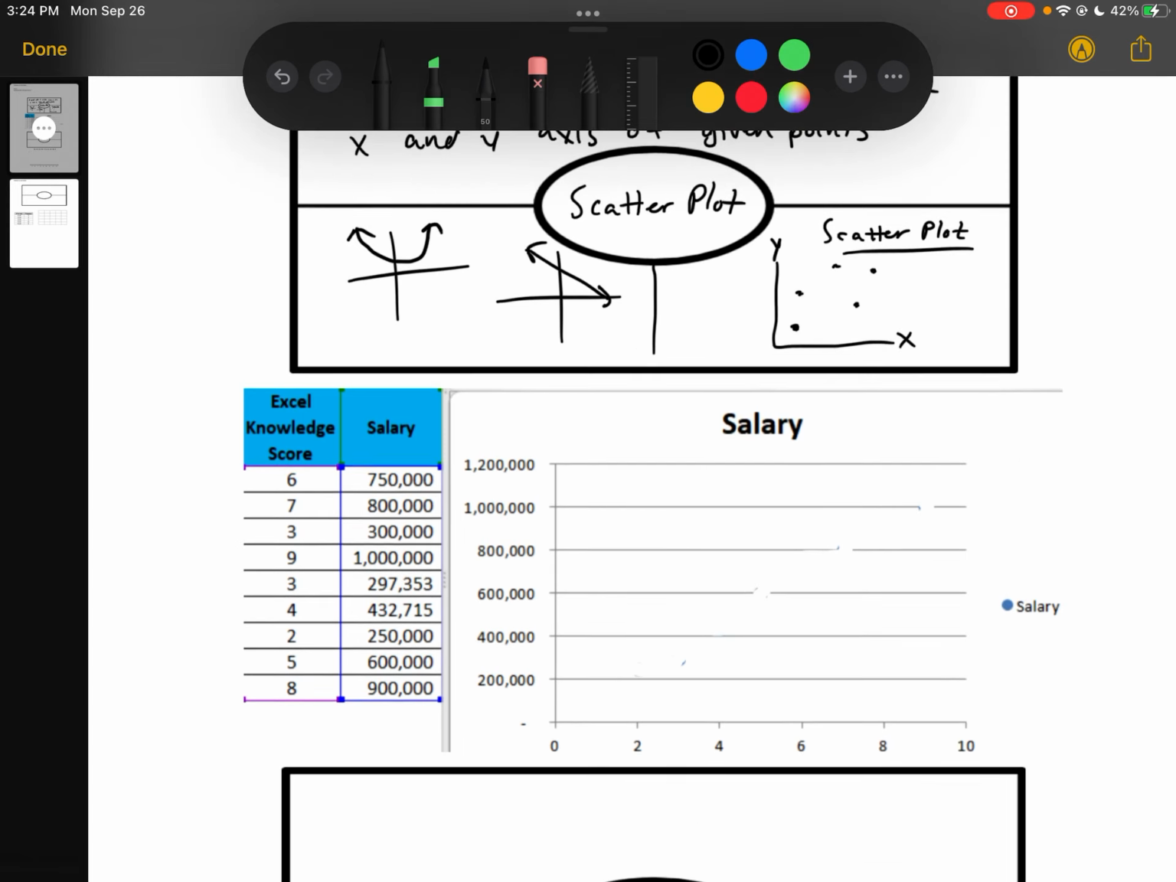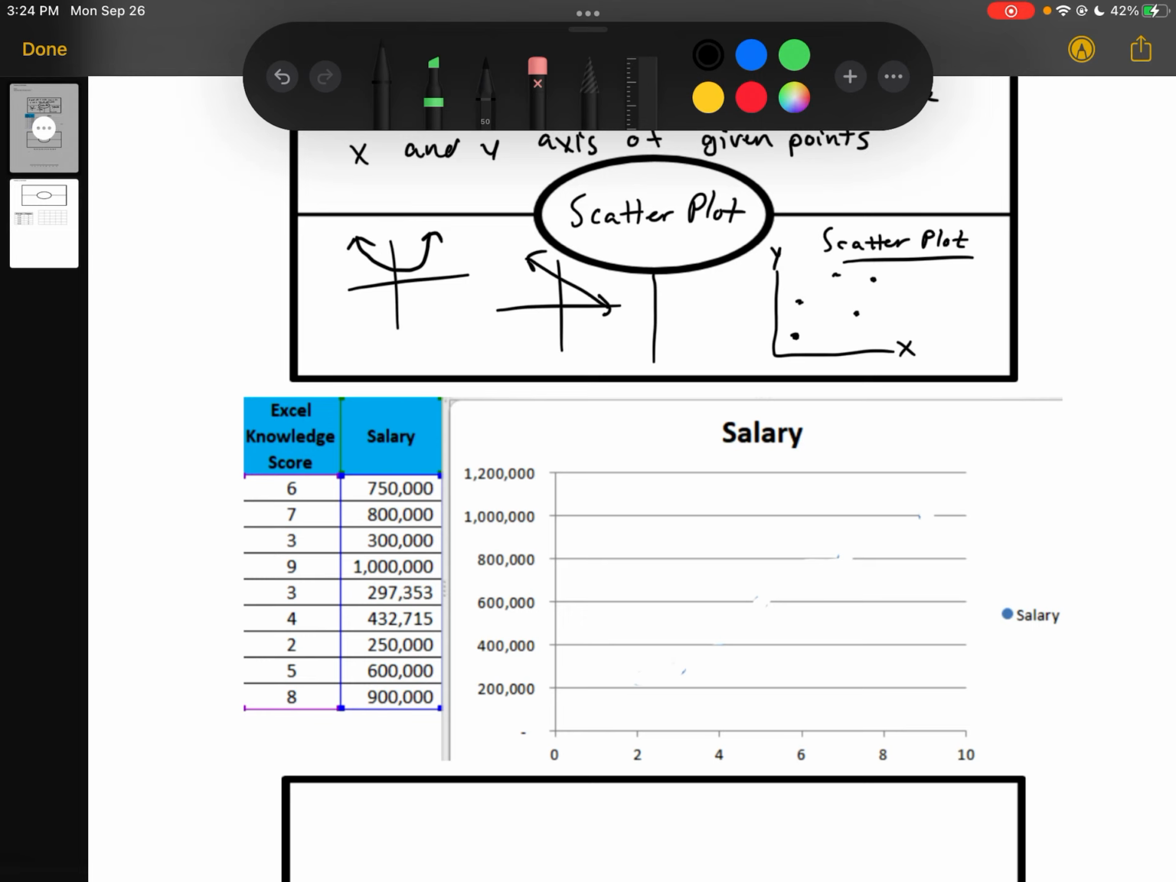So if we take a look at our real life example here, all that we're going to do is just identify x and y axis and go from there. So first thing, our x term is Excel knowledge score. So we always want to label that. So we'll call this our knowledge score here. And then on the side, salary, we can just assume that this is in money, but we'll just put salary down here.